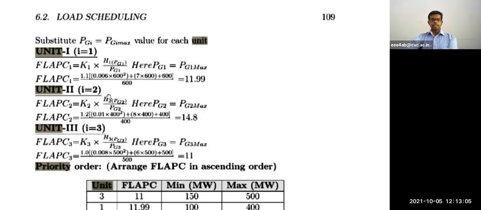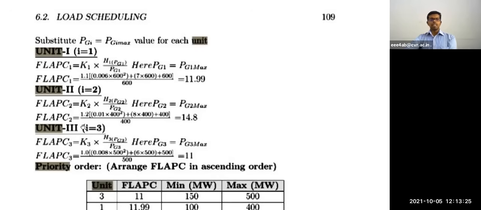The heat rate characteristics are already given, so you need to substitute PG2 as 400 megawatt. If you substitute 400 megawatt in the general formulation equation, you will get 14.8. So FLAPC 2 is 14.8.